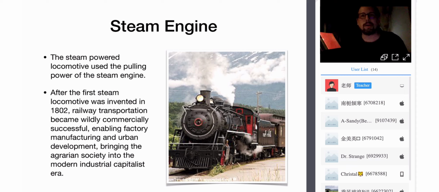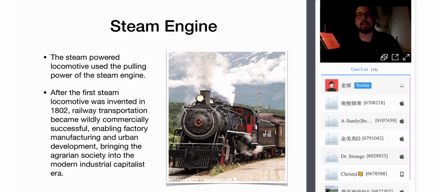The steam-powered locomotive used the pulling power of the steam engine. After the steam locomotive was invented in 1802, railway transportation became wildly commercially successful, enabling factory manufacturing and urban development, bringing the agrarian farming society into the modern industrial capitalist era.